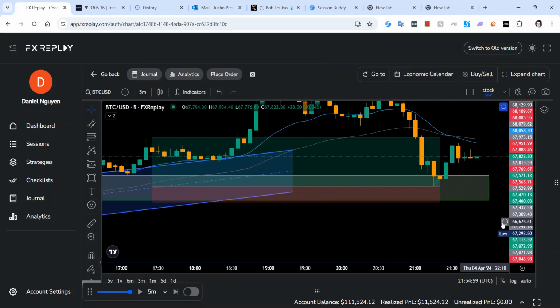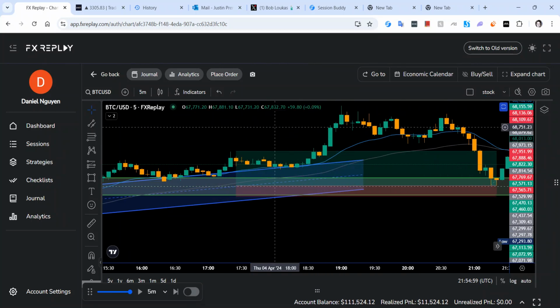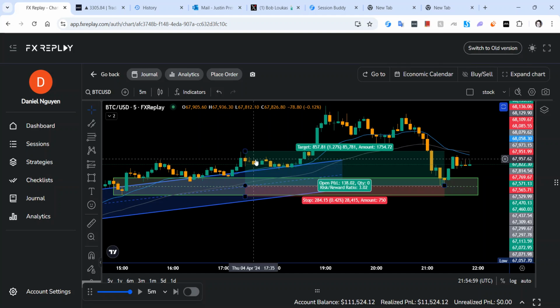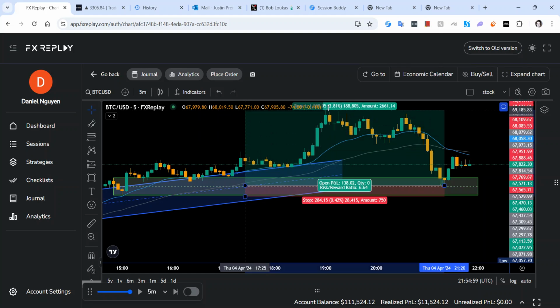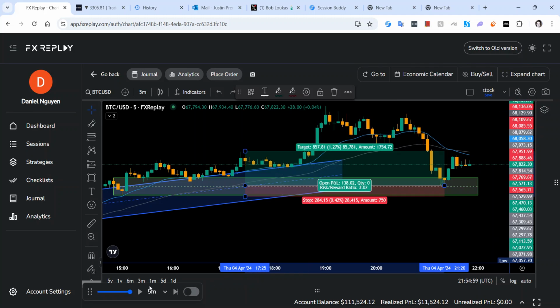It hasn't come to our first take profit yet, which is all the way... this one's 3 R. Yeah, this one's already 3R. And if you wanted to go really hard, you could go all the way up here, which is like 7R. Let's just see what happens.